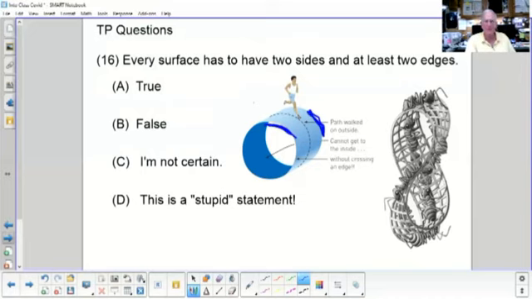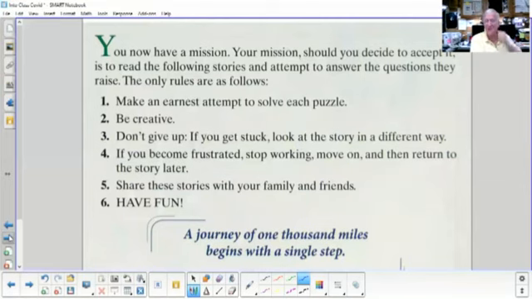So the question is, is it true that every single surface we can think of has to have at least two sides and at least two edges? Well, we're going to take a look at that today. So we're going to test our intuition a little bit, okay? What I'm going to ask you to do is watch several videos on YouTube that involve a particular situation similar to this. And we're going to discuss in those videos whether or not this really is a true statement, okay? So that's the next thing we're going to take a look at.